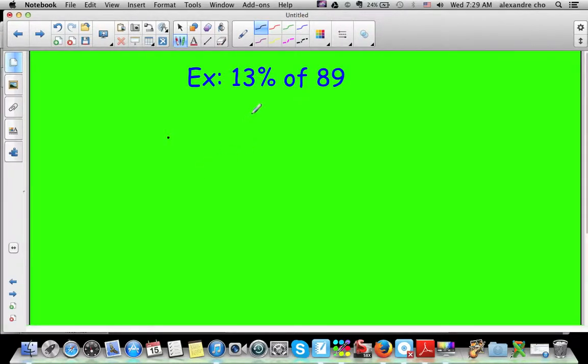So 13% of 89. Okay, I'm going to do it right under. Change 13% to a decimal. Becomes, move the decimal, which is right here, I'm moving 1, 2 to the left and becomes 0.13. Of means multiply. And the 89 stays the same. So you're going to multiply 0.13 times 89. I'm actually going to do this on the side.